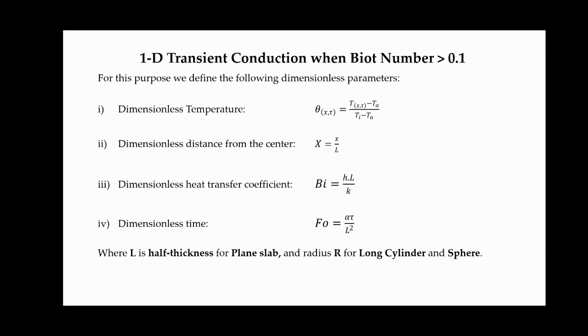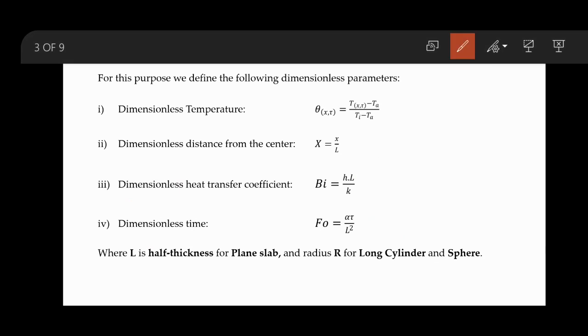For that, first we write dimensionless parameters. So we have the dimensionless temperature theta of x comma tau, which is equal to T of x comma tau minus T infinity divided by Ti minus T infinity. In this case, I am writing T of x comma tau because temperature depends on the spatial coordinate as well as tau. In the lumped system analysis, we had seen that the temperature within the body remains almost the same. There will be no variation of temperature with respect to spatial coordinates. So there we had written just T of tau, because temperature depends only on time, not on the position.